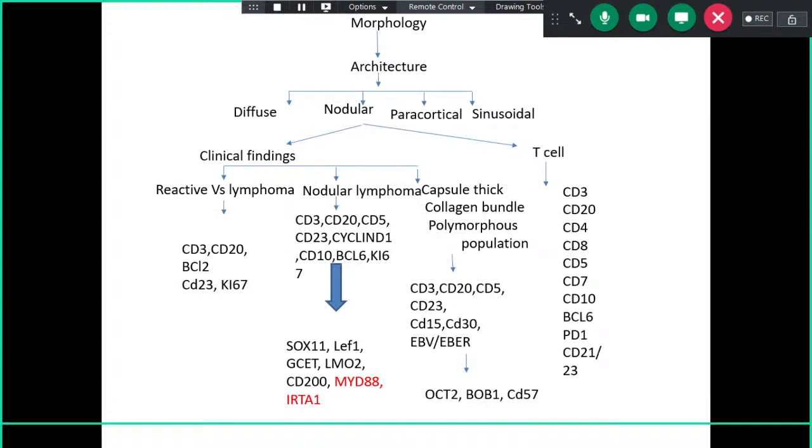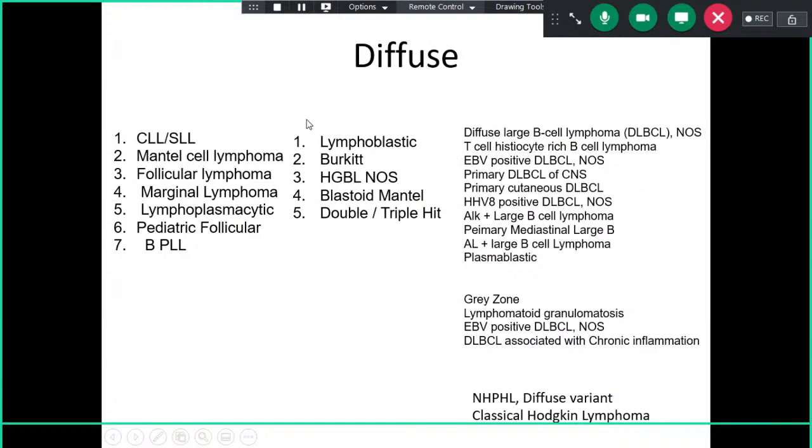So how do we work up? These are the normal immunohistochemistry markers you have to remember, which we use for the classification of lymphomas. In case of diffuse, again the same differential diagnosis comes: CLL, SLL, mantle, follicular, marginal. Why am I showing this? Never confuse. If you see only a follicle, it is not necessarily only follicular lymphoma. Other lymphomas can also present as follicular. Similarly, if it is diffuse, it doesn't mean it is a CLL, SLL or mantle. Follicular lymphoma can also present as a diffuse pattern.